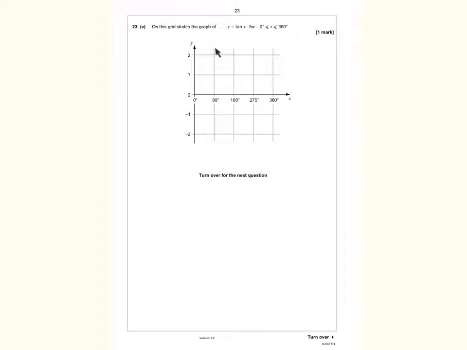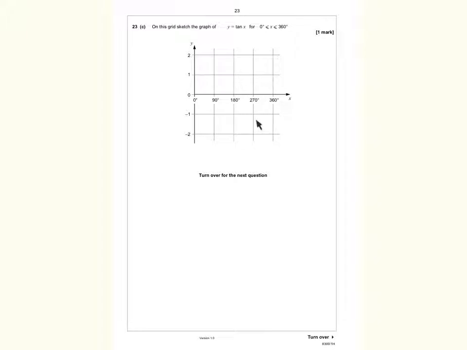There will be an asymptote at 90. There's another asymptote at 270. You should know that it starts from 0 and goes up like that. It comes up from here, passes through 180, and then goes up again like that, 270, and then it repeats.